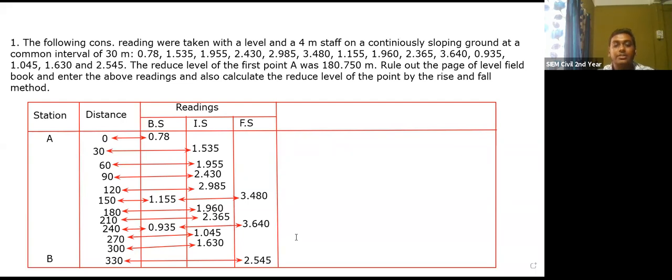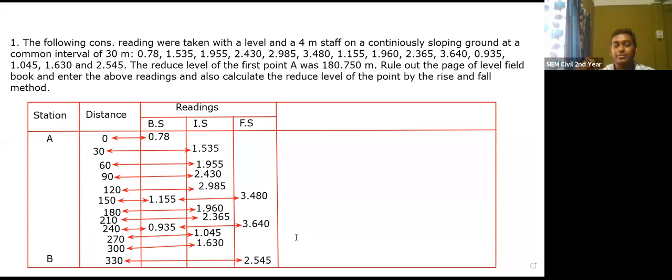So first reading, the first reading is 0.78. So this 0.78 is considered as the backsight, and after the backsight, all the distances are considered as the intermediate sight up to the FS. So FS means the last point where another fall occurs. So that means the last point is 3.480.